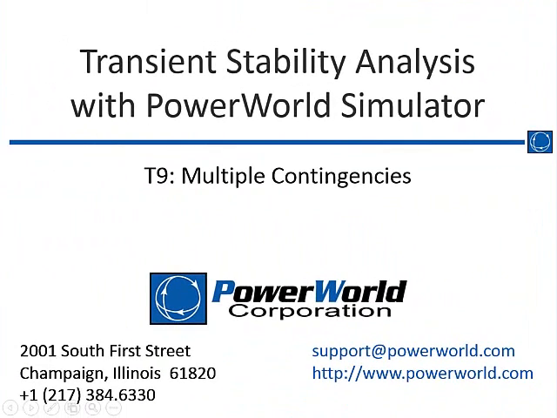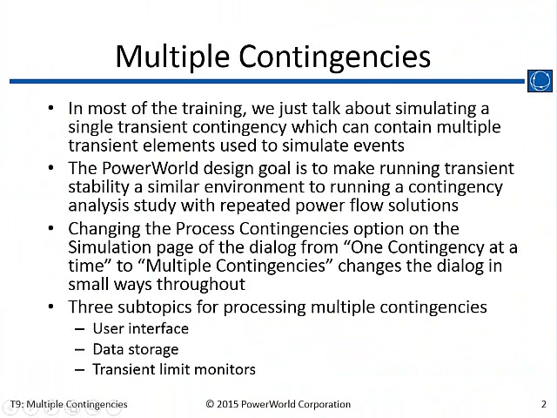The next section here is Section 9, Multiple Contingencies. There's not a lot more that goes into defining multiple contingencies than single contingencies. It mostly changes how you run a transient stability run and then how you view the results. We have different options for the time values and different options for the data storage when you have multiple contingencies as opposed to just one contingency defined.